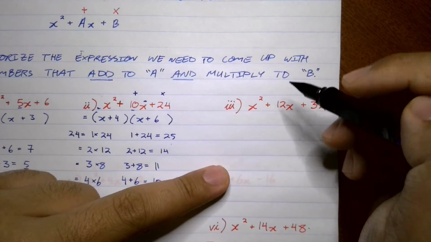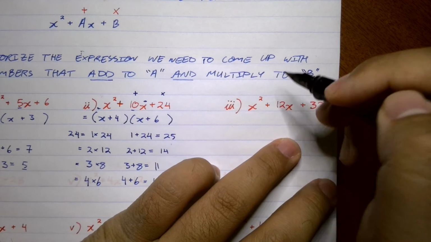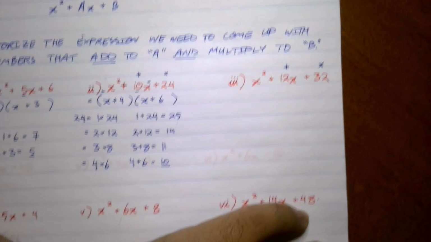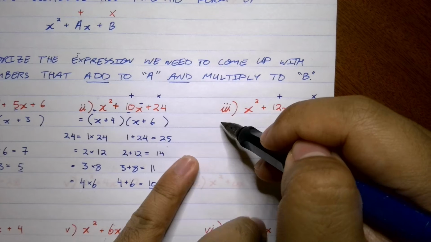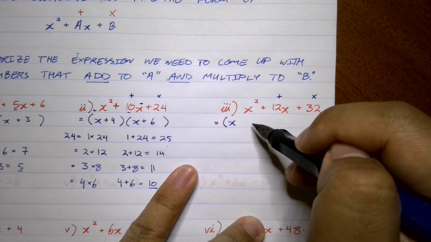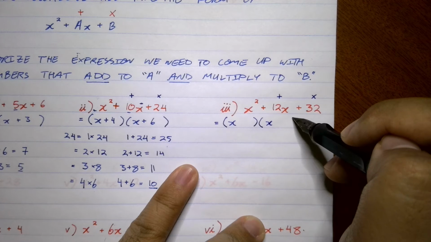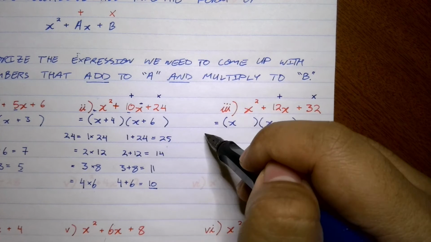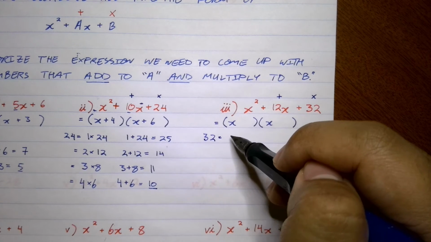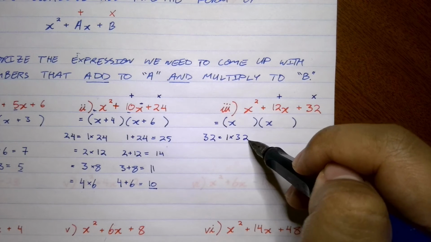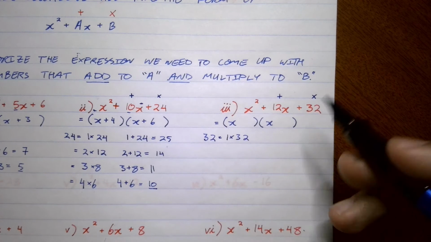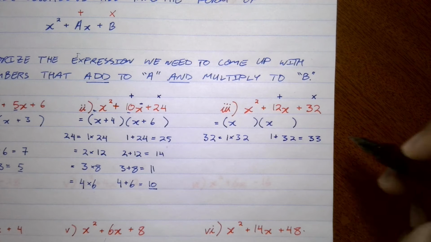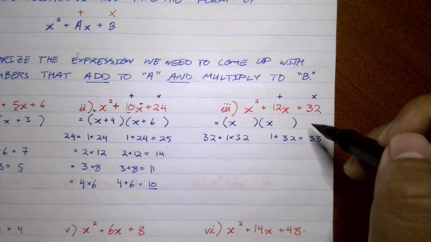Once again, we're looking for two numbers that add to 12 and multiply to 32. Let me just adjust my camera here. Let's remind ourselves that we're going to factorize into two brackets like so. We're just figuring out what belongs in those two empty spaces. So let's try 32. Let's try 1 times 32. And whatever two numbers we think of, let's try adding them. 1 plus 32 is 33. We are not looking for that. We are looking for 12.